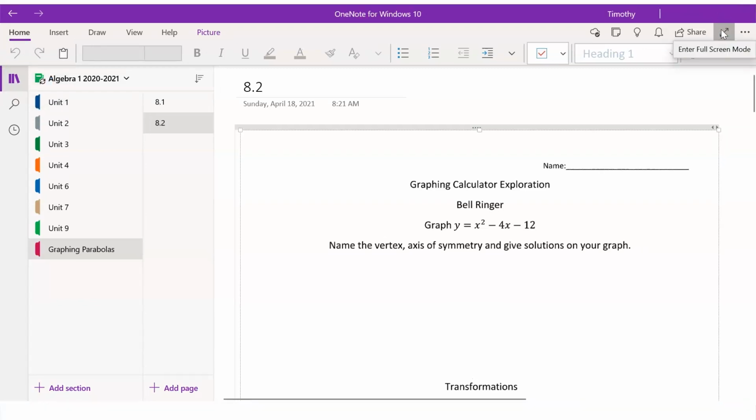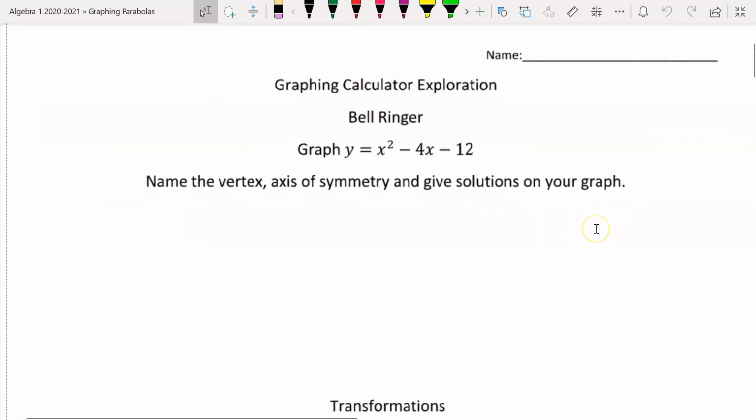Alright guys, so now that we've graphed, we're getting into transformations. But before we get into transformations, I want to review what we've done before. So graphing calculator exploration is what we're going to do today, but we're going to start with this: y equals x squared minus 4x minus 12. I want you to name the vertex, the axis of symmetry, and get the solutions on your graph.